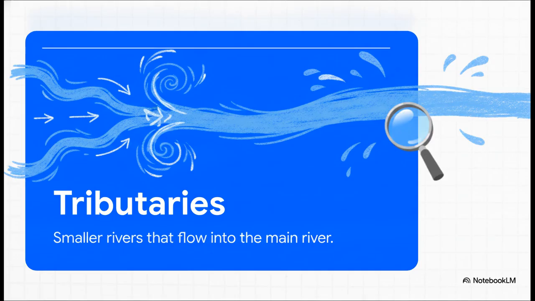Now, along the way, the river actually grows, and that's because of tributaries. Tributaries are basically just smaller rivers or streams that flow right into the main river channel. They add more and more water, making the main river bigger and stronger as it travels downstream.